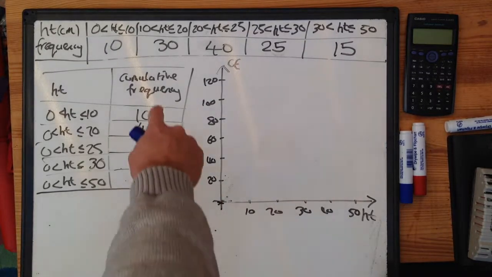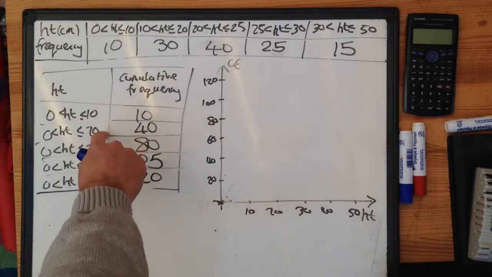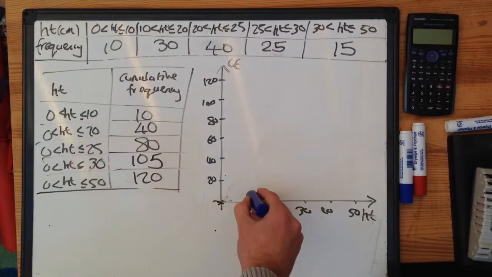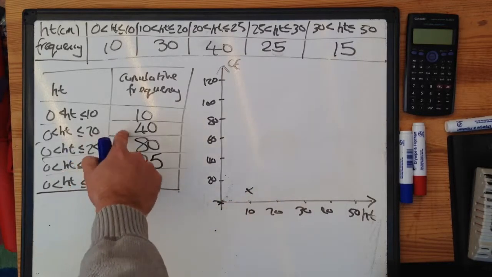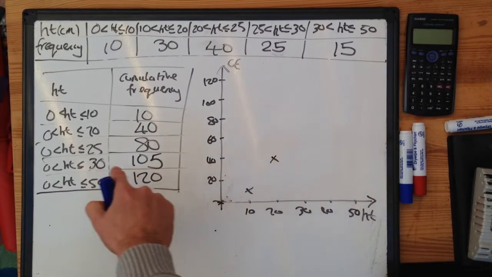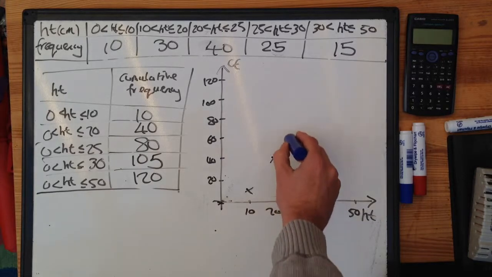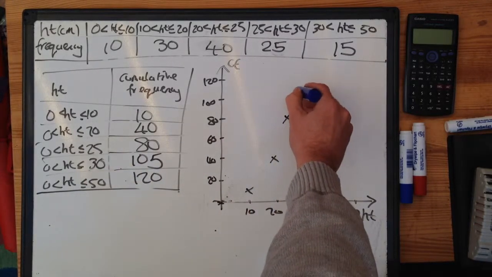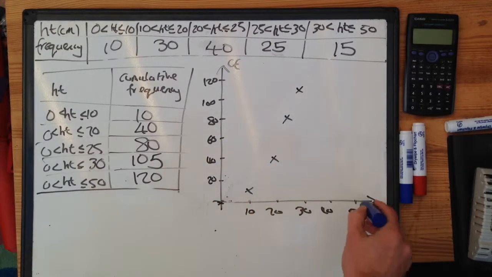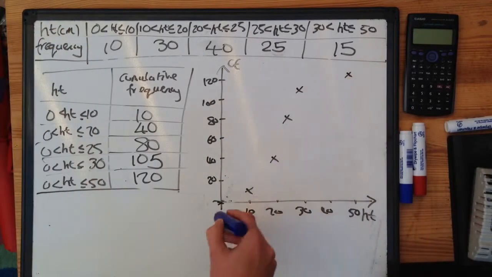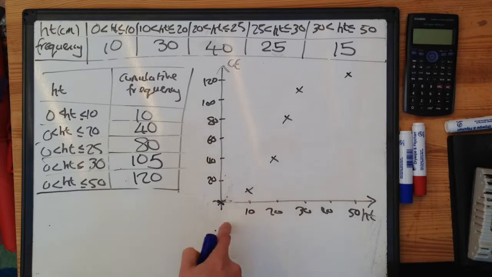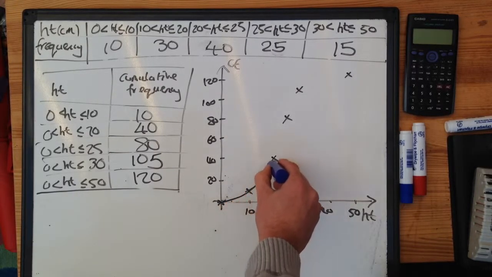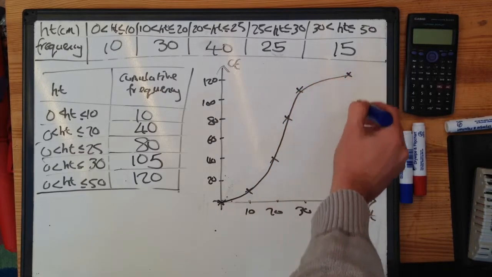Now it's a case of plotting these on the graph. Use the upper class bound against the cumulative frequency. So against 10, plot 10. Against 20, plot 40. Against 25, plot 80. Against 30, plot 105. And against 50, plot 120. We can plot this point here at 0, 0, because none of the plants are less than 0 centimetres tall. Use a smooth curve to join the points together.